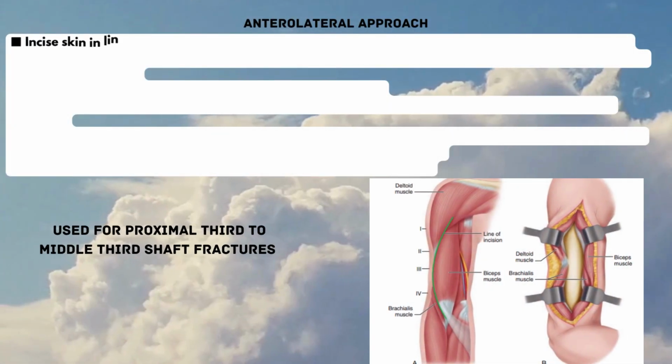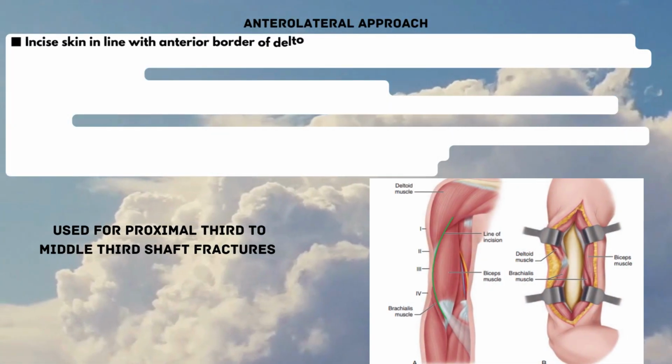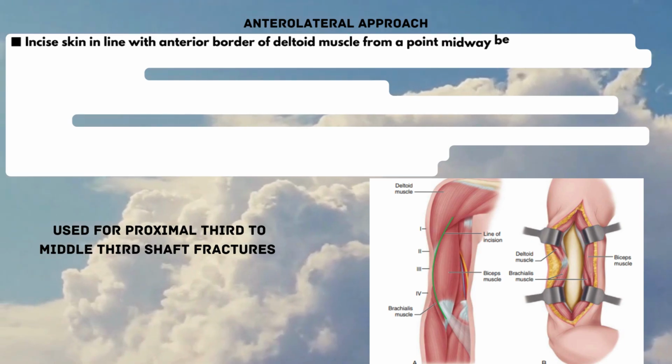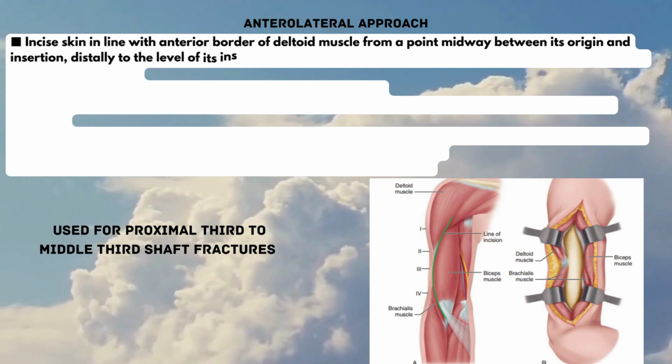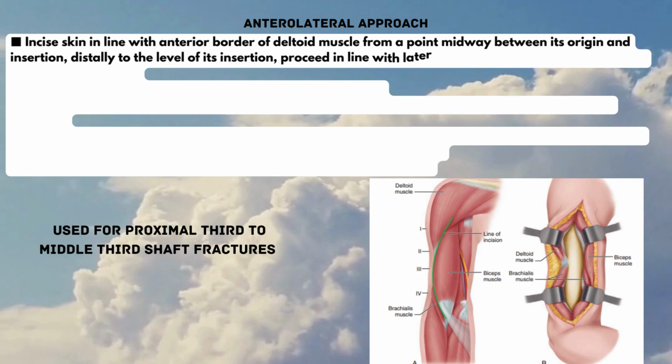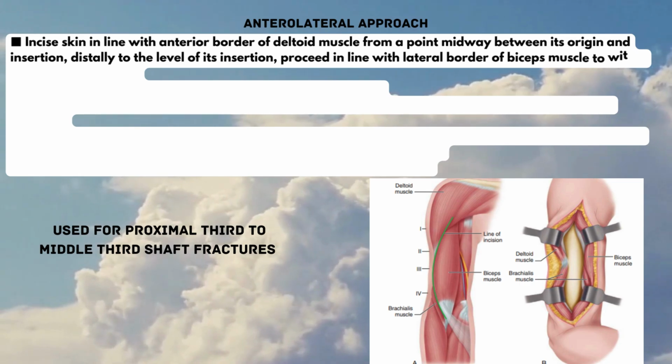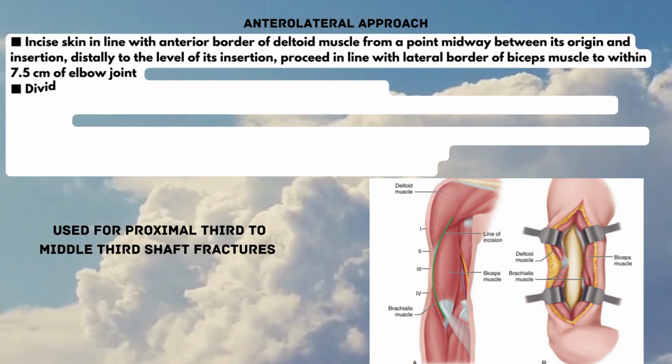Different approaches for the ORIF. The most common one is the anterolateral approach. The steps of the anterolateral approach include: incise the skin in line with the anterior border of the deltoid muscle from a point midway between its origin and insertion distally to the level of its insertion.